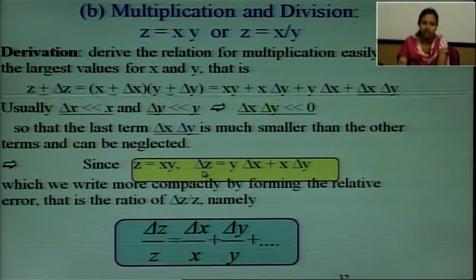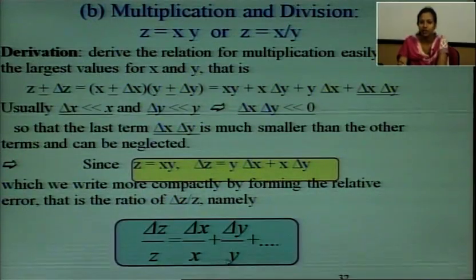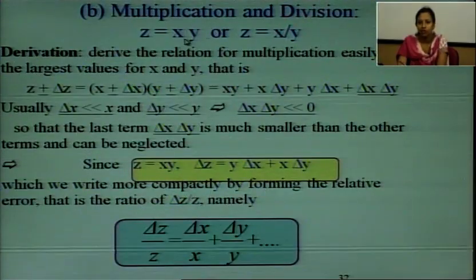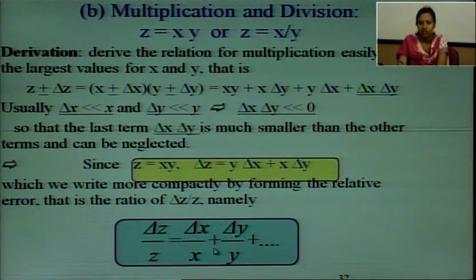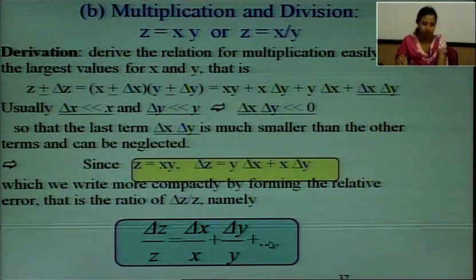After dividing this whole term by Z, while Z is equal to xy, delta Z upon Z is equal to delta x upon x plus delta y upon y. Here the same rule applies: if we are multiplying two terms or dividing two terms, this sign is always plus. So error is always an addition quantity. It is never subtracted from one value to another.